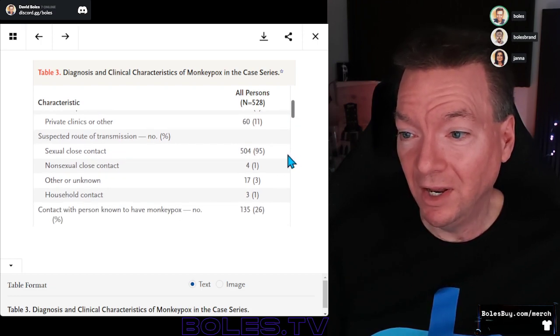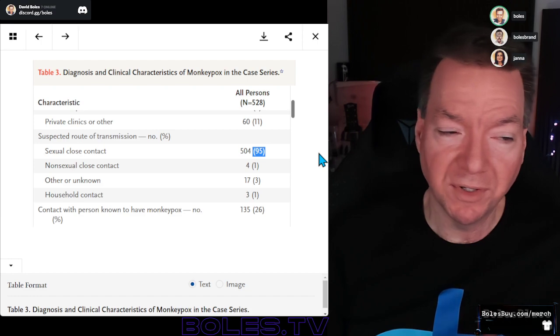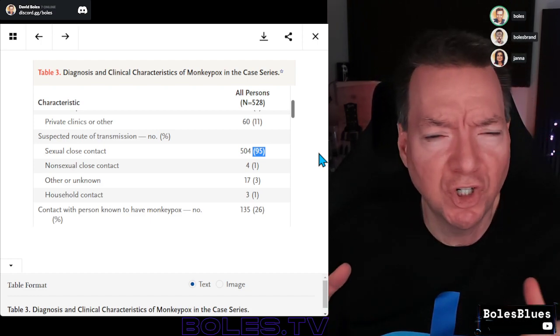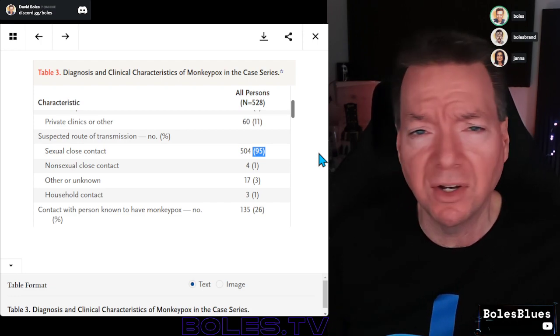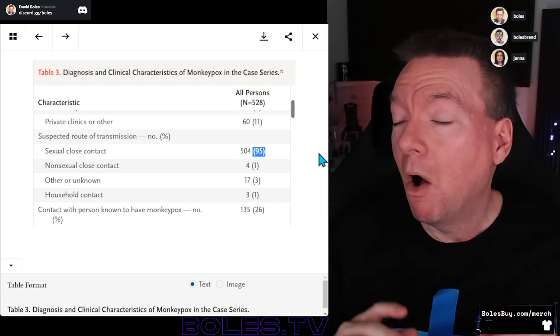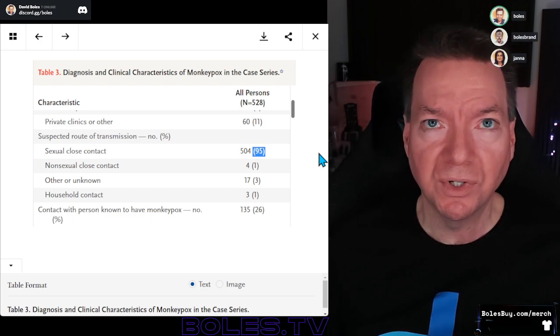The suspected route of transmission, close sexual contact, 95%. Now, some people say, "Well, you have to clean your sheets, and if you sit on the same sofa as someone who has monkeypox and they didn't have pants on, and you didn't have pants on, you sit on it, you could get it transmitted. If they sneeze in your face, you can get monkeypox." All of that may be true on some minuscule scientific level.